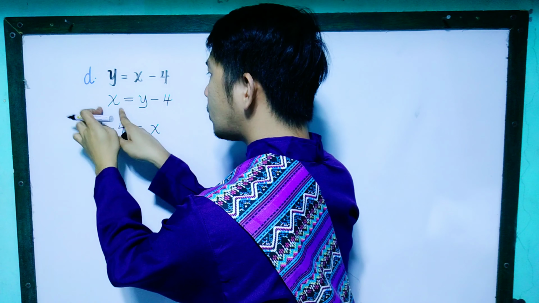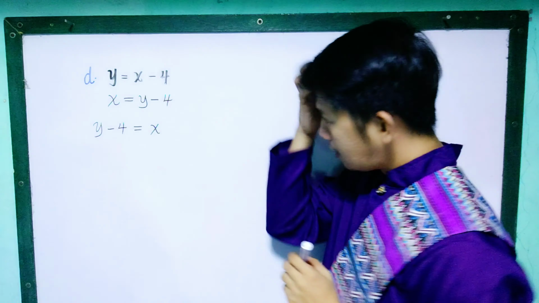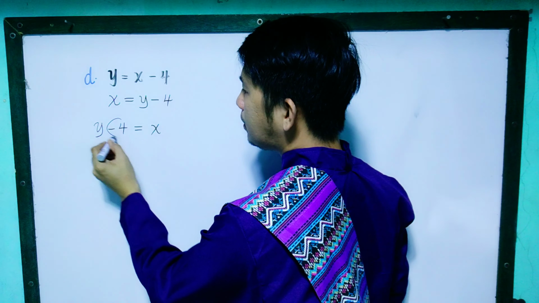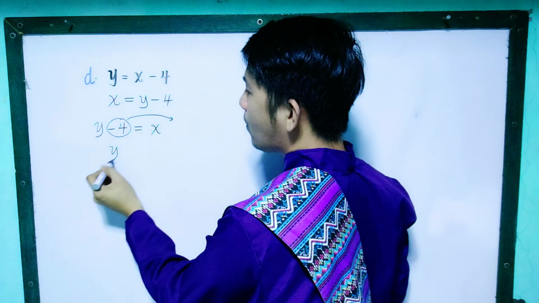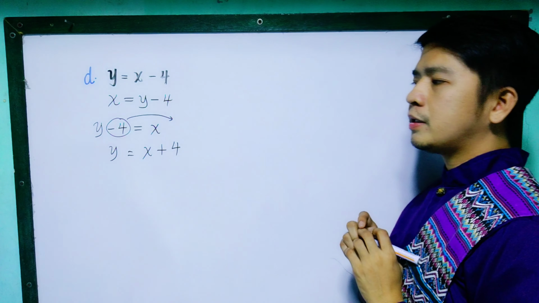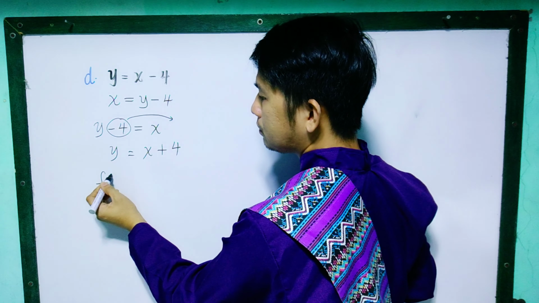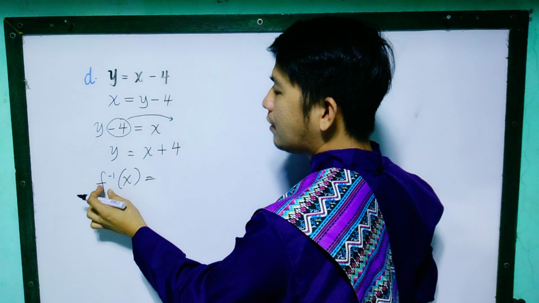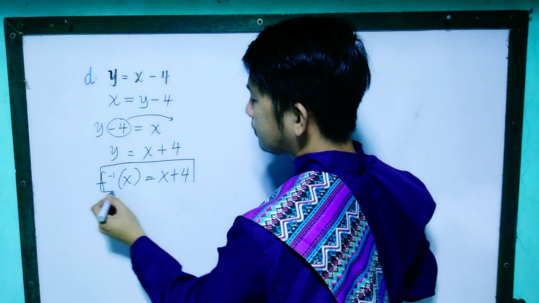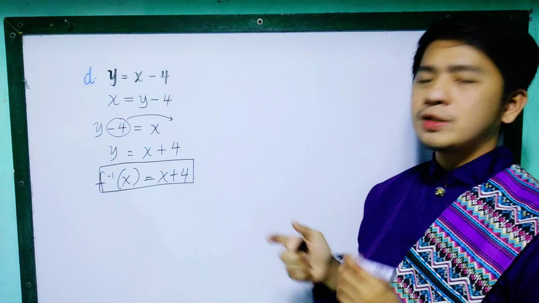Ito ay napunta rito, ito ay napunta rito. Hindi magbabago yung sign since ganun lang naman yung ginawa natin, no? So, solve for y, alisin natin yung mga kasama ni y, yung negative 4. Ilipat natin, so that will become y equals to x and it will become plus 4. And then, we can now change y into f inverse of x equals x plus 4. This is now the inverse of y equals to x minus 4.